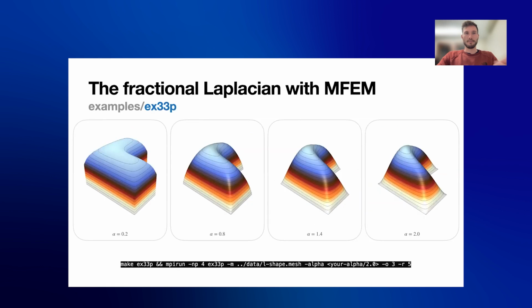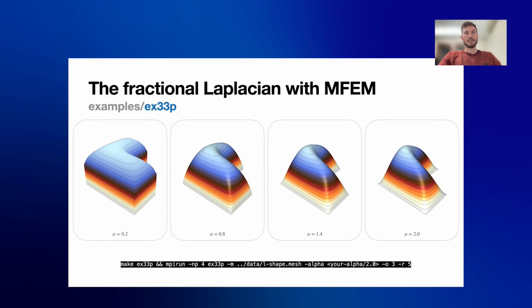It's 1D. We can make that significantly more challenging by going to an L-shaped domain with MFEM, and we solve it for different alpha. This one is example 33. It's part of the 4.5 release. It has been mentioned before. I invite you to play around with it, and you can replicate those results quite easily. The black box at the bottom tells you how to.